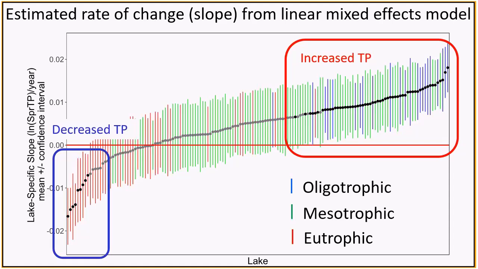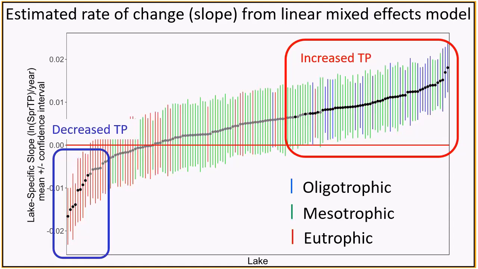when the entire vertical line is above that horizontal red line, that represents lakes that are significantly increasing in total phosphorus. And below the line represents lakes that have significantly decreased. And when the vertical line crosses the horizontal red line, that means that slope is not significant, so we consider that lake to be stable. And the lines are color-coded according to trophic category. Blue is oligotrophic, green mesotrophic, and red eutrophic.